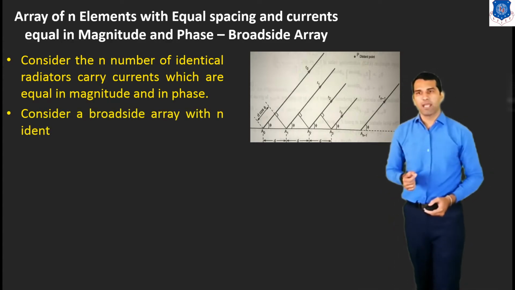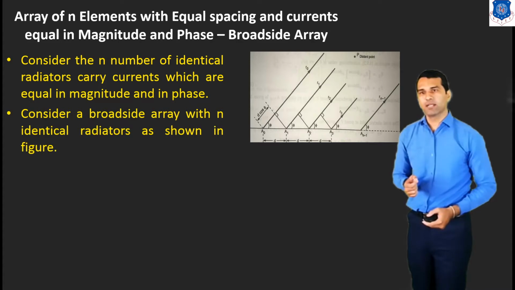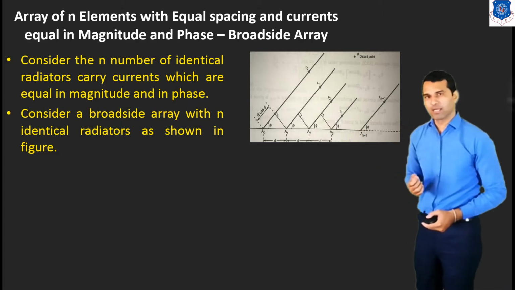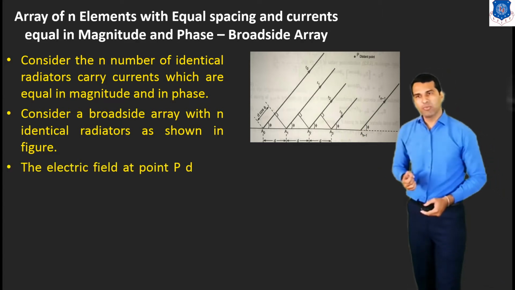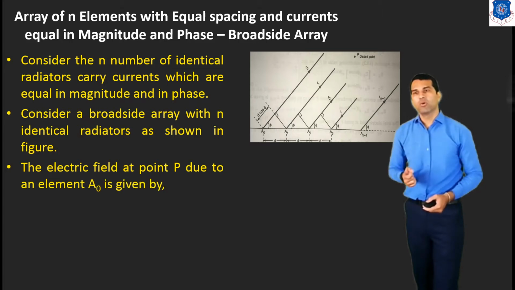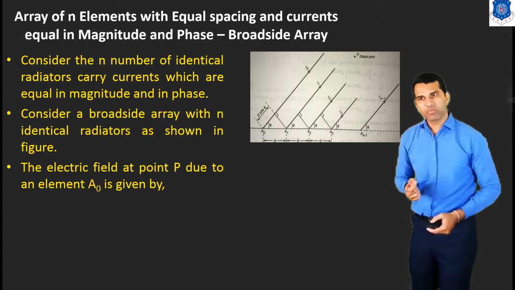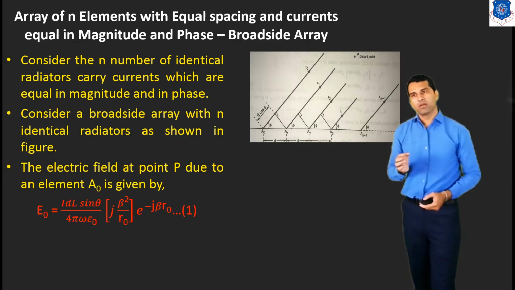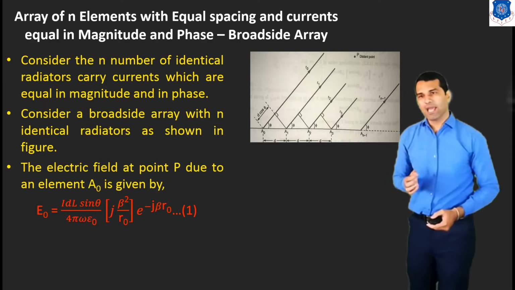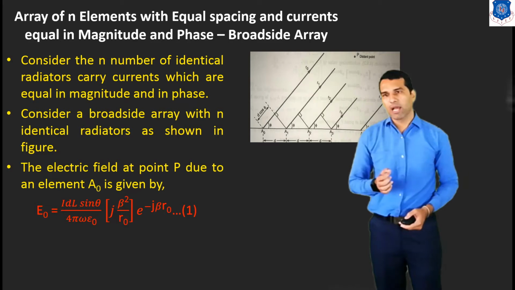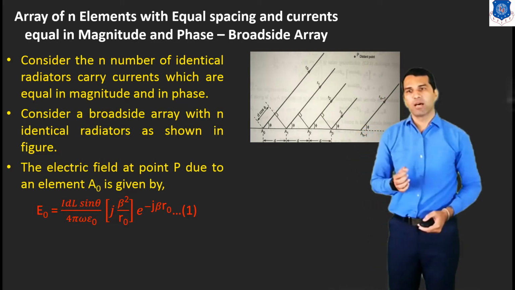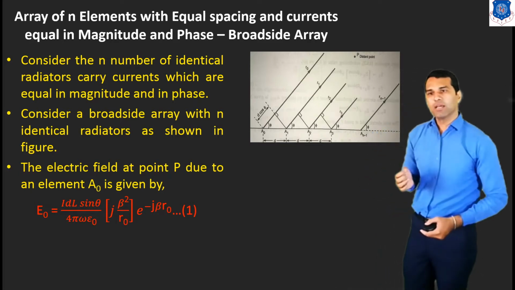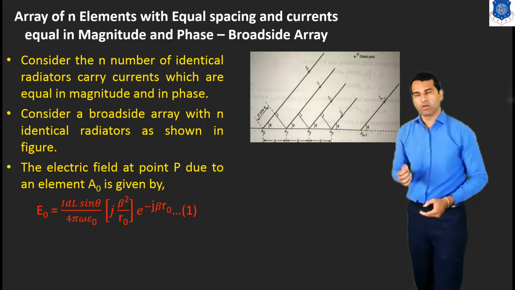Consider a broadside array with n identical radiators as shown in the figure. So here we consider this is the broadside array. The electric field at the point P due to the element A0 is given by E0 equals I dl sin theta upon 4 pi omega epsilon 0, j beta squared upon r0, e raised to minus j beta r0, for the E0 field for the A0 component.